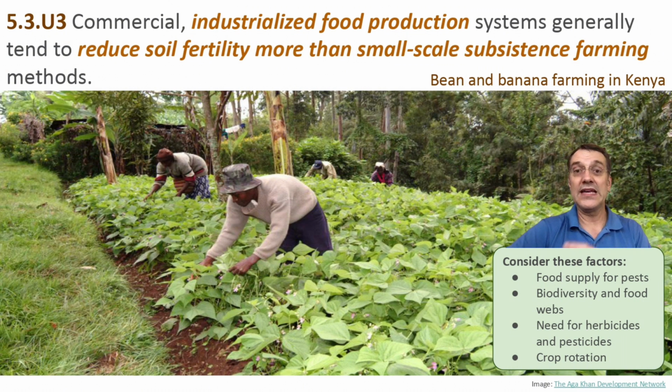Speaking of sustainable practices, let's take a look at this example of small-scale farming in Kenya. Notice how bean and banana intercropping demonstrates key principles of soil conservation, particularly diverse crop selection and natural nutrient cycling. The beans and the bananas have different nutrient requirements, and therefore they place different demands on the soil.